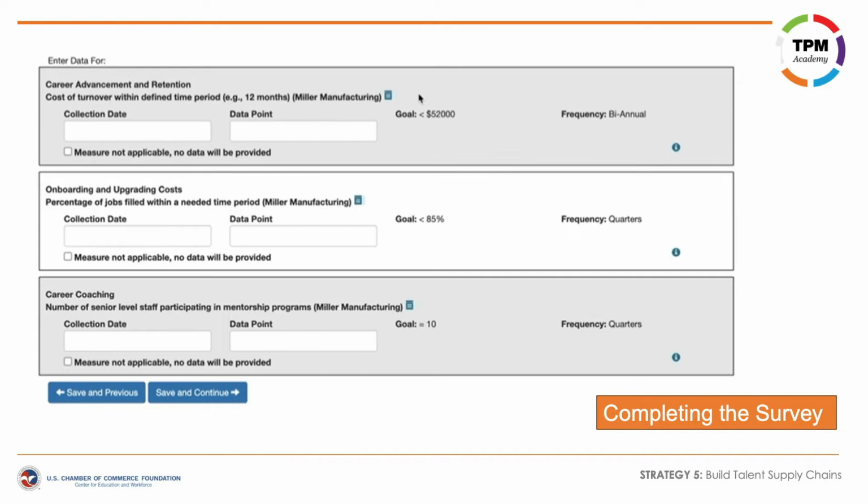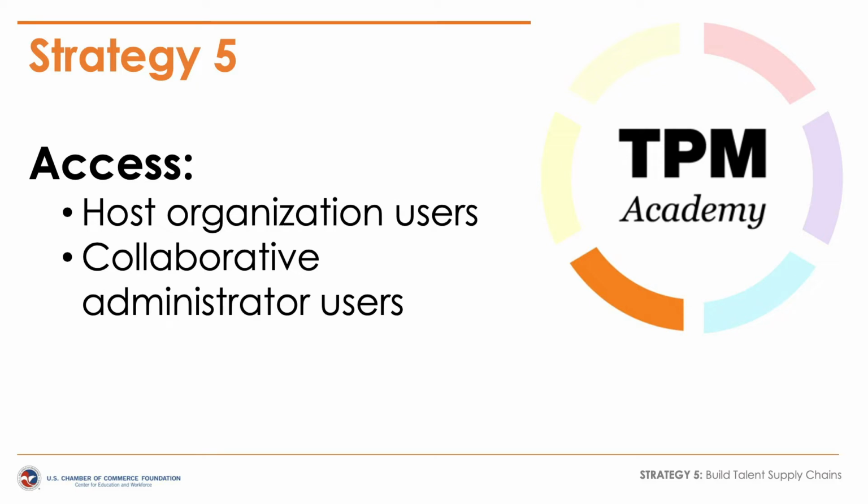Using an automated process, the Performance Dashboard Survey will resend applicable measure sets based on the frequency identified. Host organizations and collaborative administrators will receive notifications 7 days prior to survey sending. Creating a Performance Dashboard Survey is a Strategy 5 web tool feature. Host organization and collaborative administrators have the ability to create Performance Dashboard Surveys.